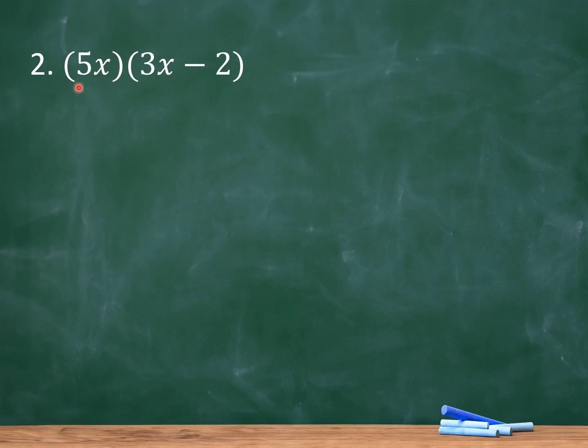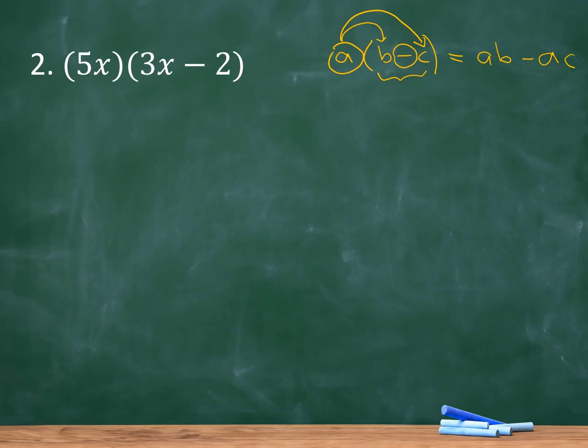Example number 2, 5x times (3x minus 2). So here we will apply again the distributive property. Remember, distributive property tells us that when we see something like a times (b minus c), what we will do is distribute a across the subtraction inside the parentheses. So we multiply first a to b, so that's a times b, and notice this time we have minus, so we copy here minus, and then a times c.